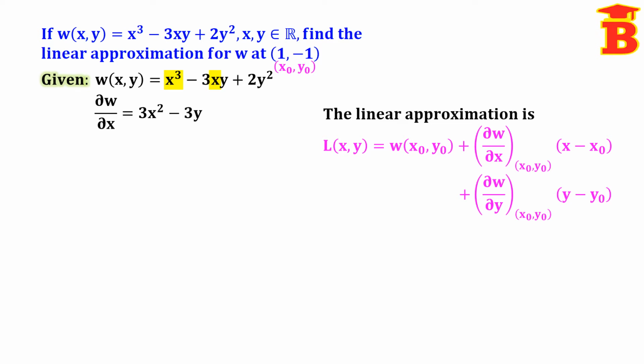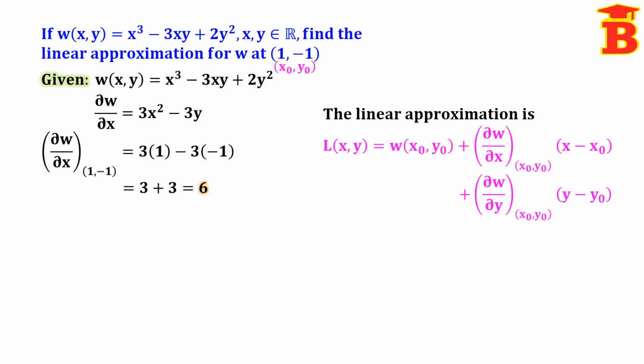We have to substitute the point. So dou w by dou x at the point, the given point is 1 comma minus 1. Here first number is x, that is x equal to 1. Second number is y, that is y equal to minus 1. So put x is equal to 1 and y equal to minus 1. So we get 3 plus 3, that is equal to 6.